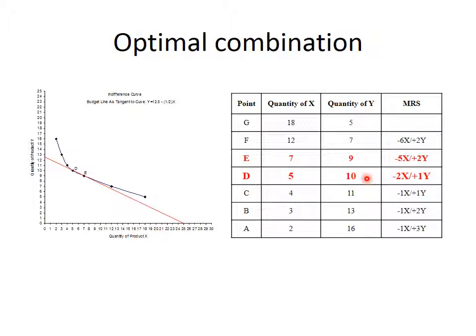There is only one point where that's the case. When I move from E to D, when I move from here to here, I sacrifice 2 X's, which costs me $4, and get 1 Y, which costs me $4. You get the idea? And so the sacrifice ratio of utility has to equal the sacrifice ratio in our budget line, or if you prefer, the slope of our budget line.